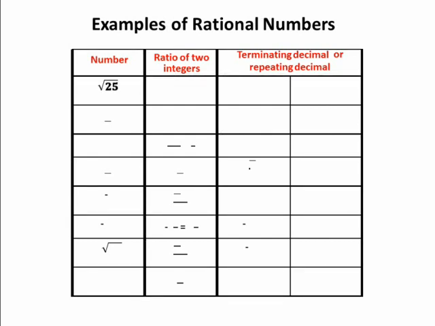The square root of 25. Since the square root of 25 is 5, and 5 can be written as the ratio of two integers, 5/1, this number is rational. Note that it can be expressed as a terminating decimal of 5.0. 1/4. Since this number is already written as the ratio of two integers, 1/4, this number is rational. It can also be expressed as a terminating decimal of 0.25.